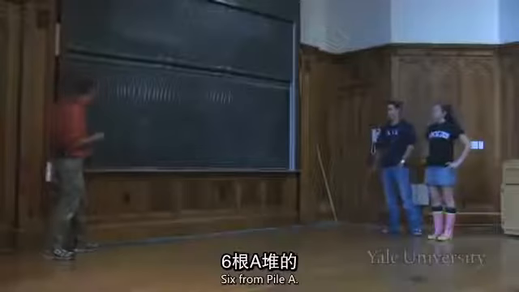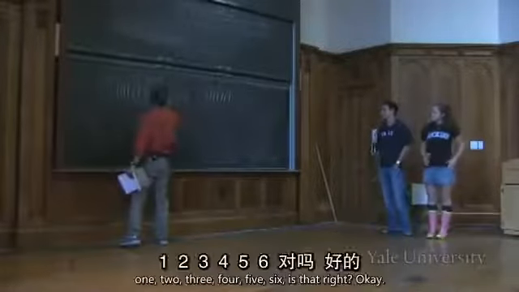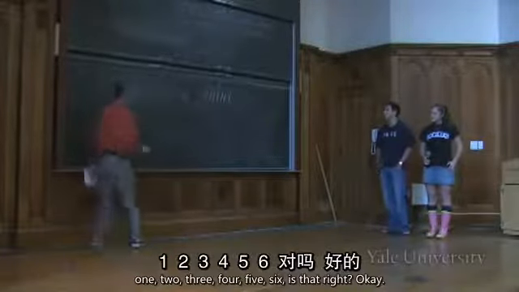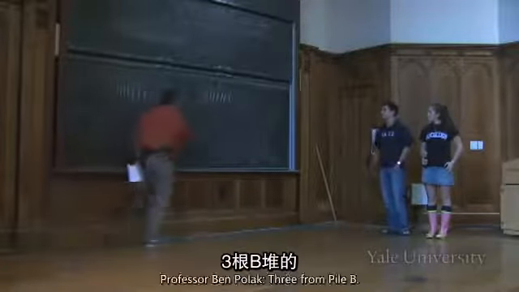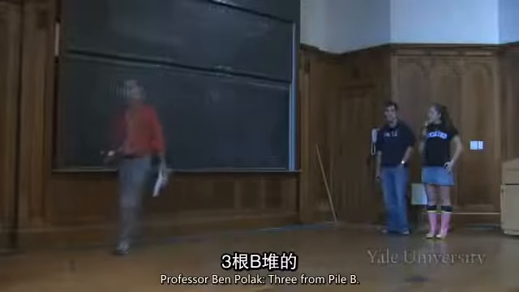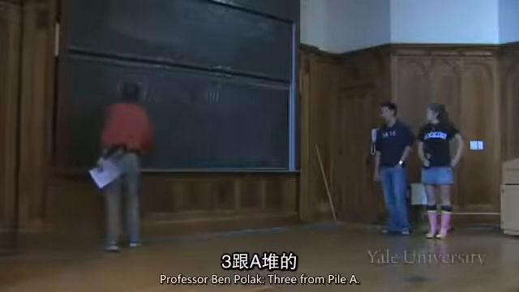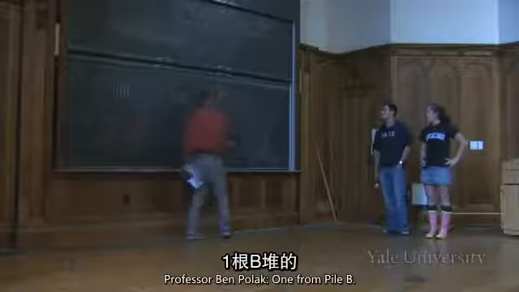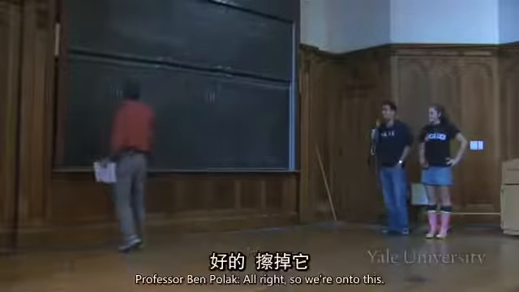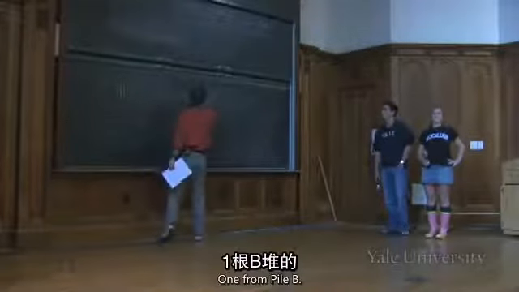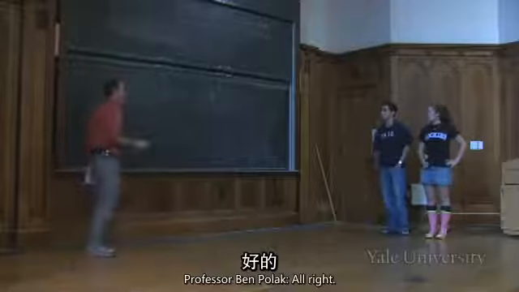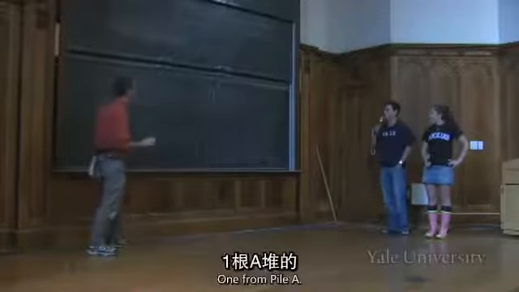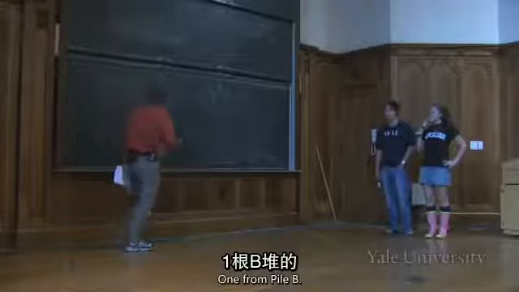6 from pile A. Okay, 1, 2, 3, 4, 5. Is that right? 3 from pile B. 3 from pile A. 1 from pile B. 1 from pile A. All right, so I think we're on to this, right? 1 from pile B. 1 from pile A. 1 from pile B. 1 from pile A. 1 from pile A. Ah, okay, we'll switch. 1 from pile B. All right, so Christine is the winner.